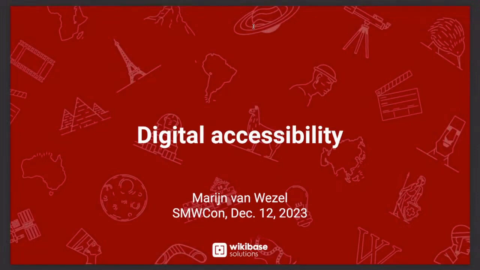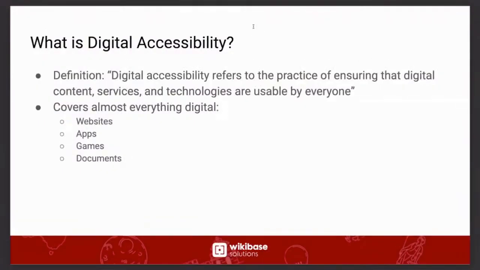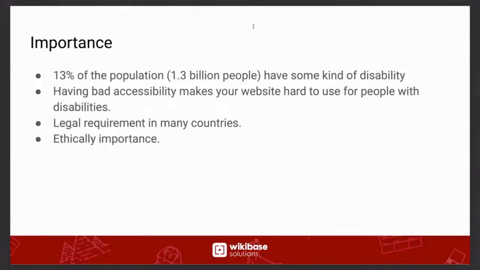So I'm going to talk a bit about digital accessibility. So what exactly is digital accessibility? It basically refers to the practice of making your wiki accessible, not only to abled people, but also to people who are less abled, such as people who are less sighted or are not able to hear as well. This covers basically everything that's digital, so it's about websites, apps, games, even documents, and also MediaWiki, that's a website.